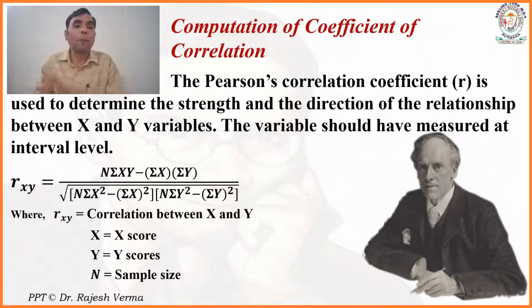Now, how to compute the coefficient of correlation, that is the Pearson r product-moment method. There are various formulas, five to six formulas, based on the raw data, on the covariance, on the standard deviation, and so on. But the most common formula and the simplest one I have described here.